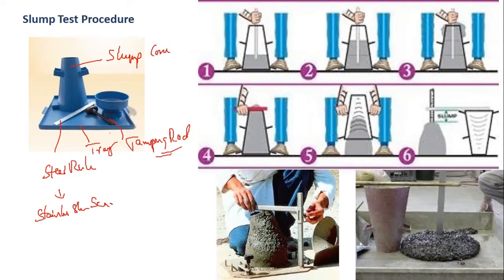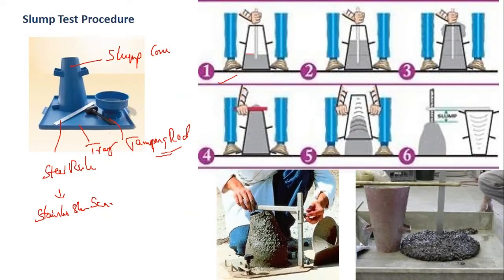You prepare the concrete for which you want to find the workability. You put the slump cone in this orientation on the tray, as shown in figure 1. Then you fill the concrete in the cone, but remember to put your feet on the bottom clamps so that the cone does not move while filling. You have to press downward so that it does not move.